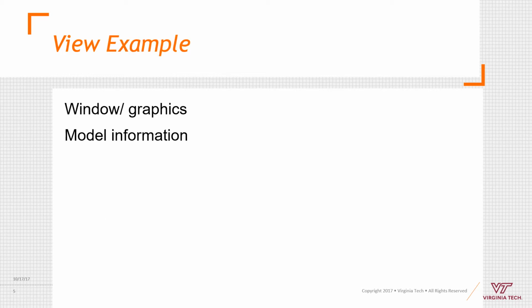An example of the view is just a normal window or a graphics object. In the window, we would pass the model information or access it in some sense. The window is just a representation of all accessors.